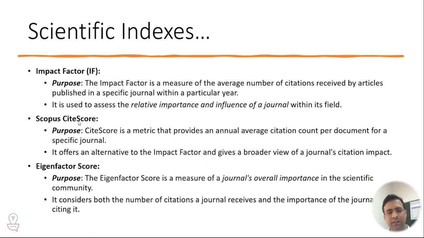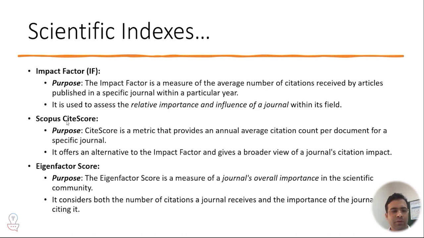Scopus especially provides a score called CiteScore, which provides the annual average citation count per document for a specific journal. And then eigenfactor. So all these three indexes are for identifying or comparing journals.